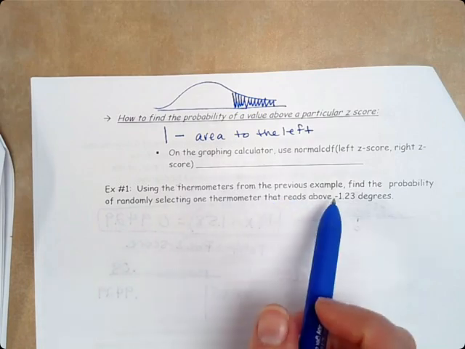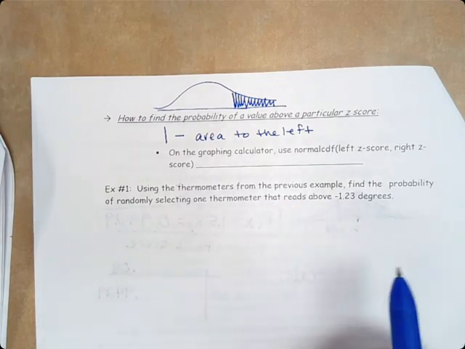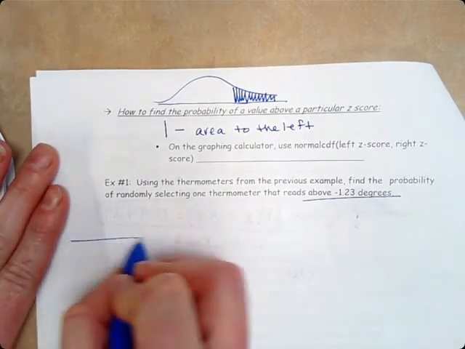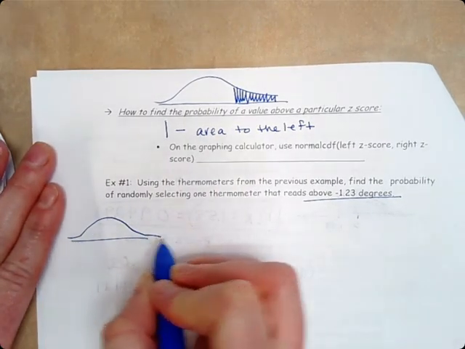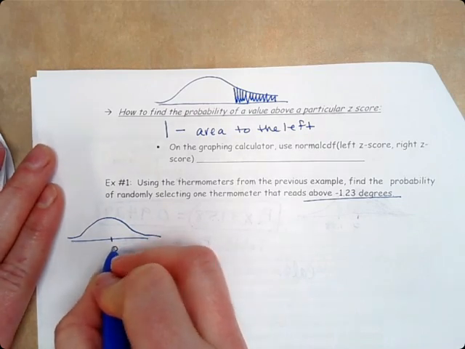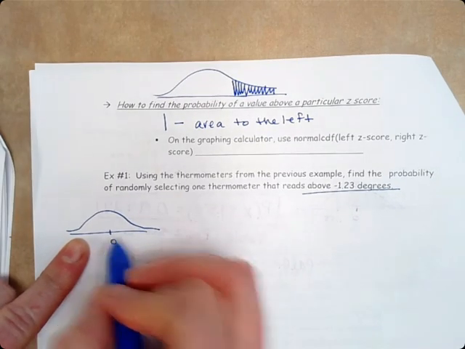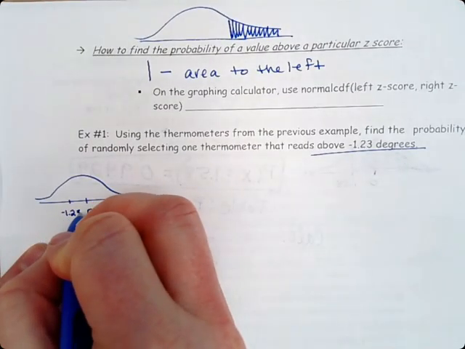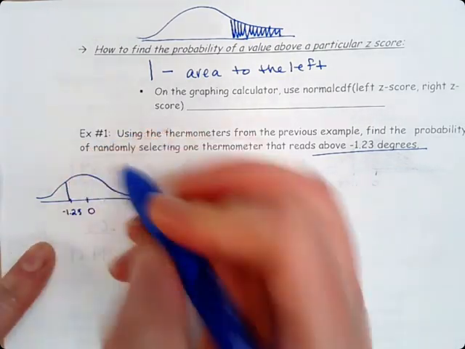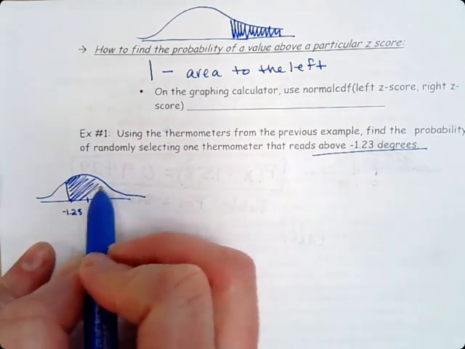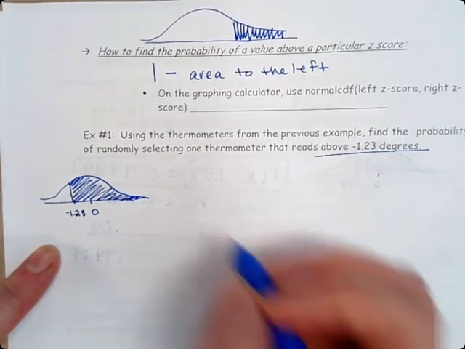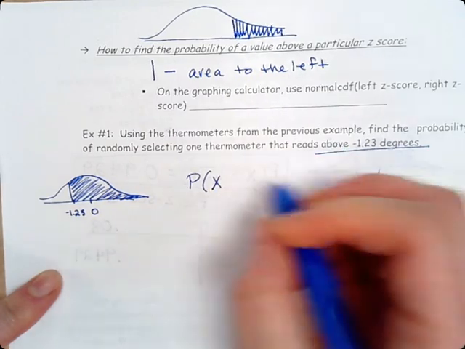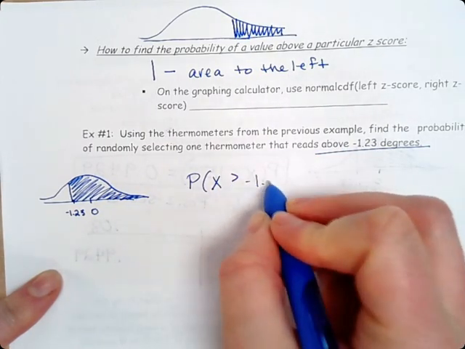Using the thermometers from the previous example, find the probability of randomly selecting a thermometer that reads above -1.23. So draw your curve. You know this is zero, so -1.23 is to the left. And it says reading above it, so we're going to go this way. So the probability that X is greater than -1.23.